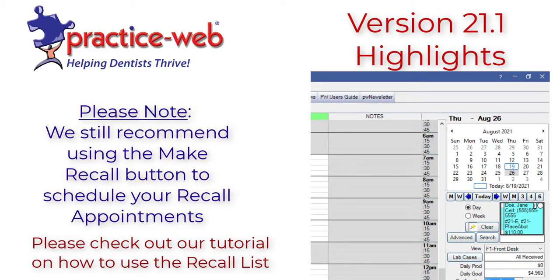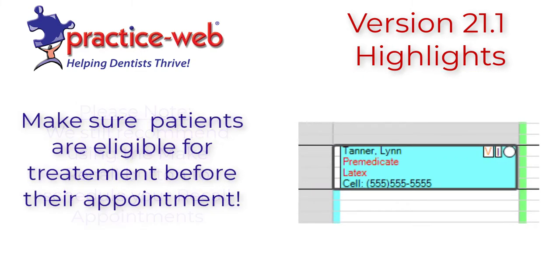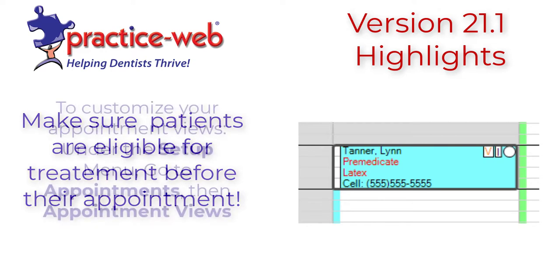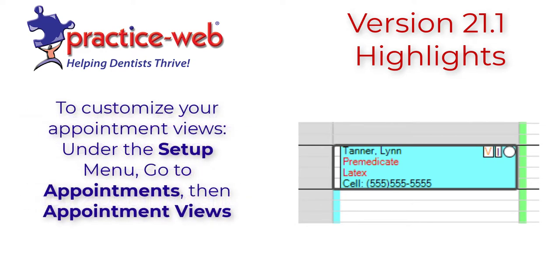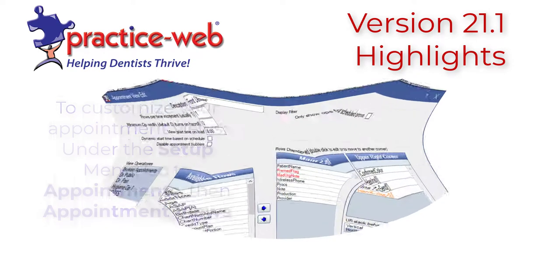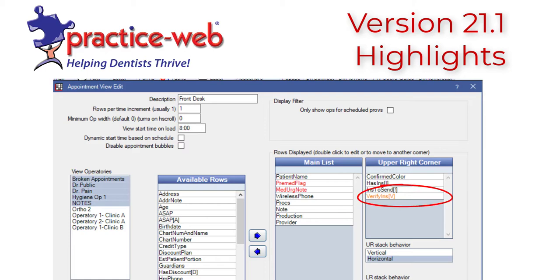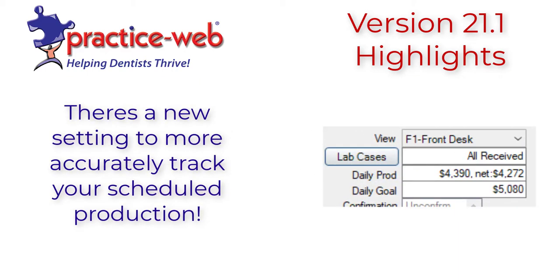There is now an icon for your appointment views that will let you know if a patient's insurance still needs to be verified before their appointment. To set this up, go to the Setup menu, Appointments, then Appointment Views. Make sure that Verify Insurance is part of your main view. Now you can really make sure that your office is meeting its daily production goals.